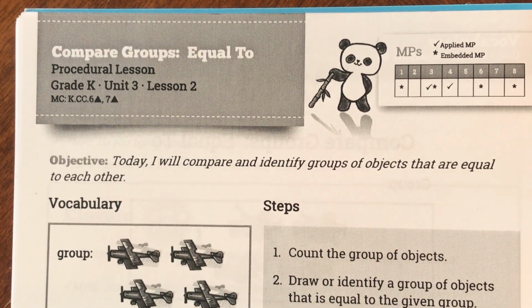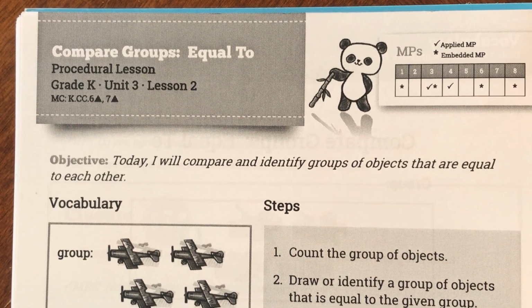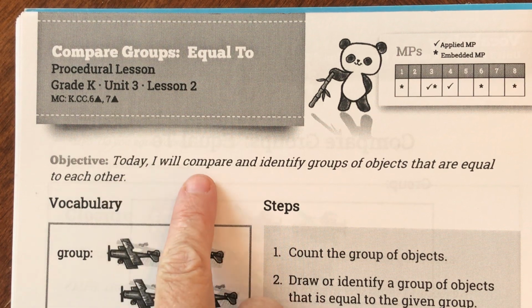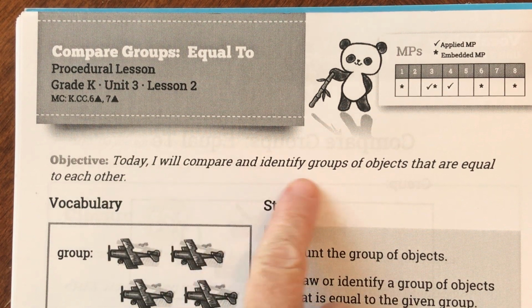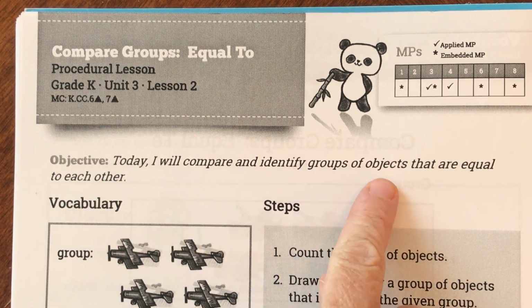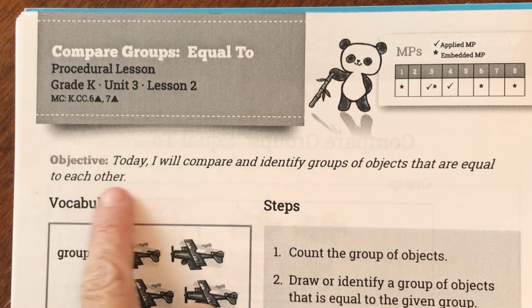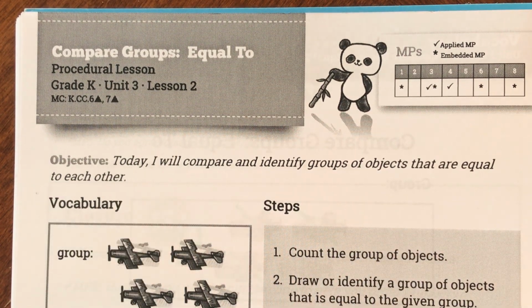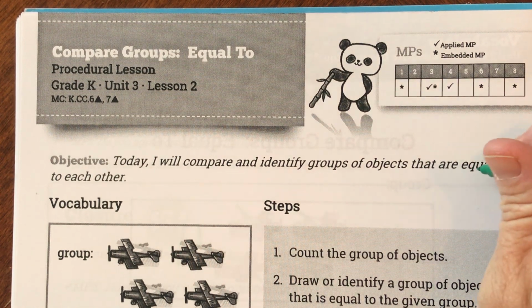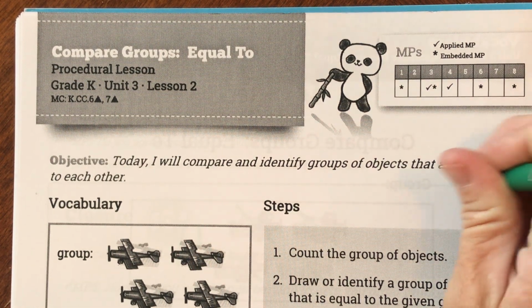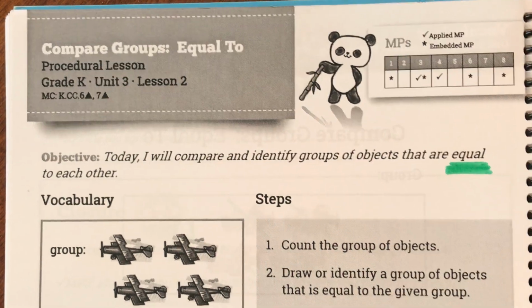Today we are on page 120. That's 120 in your student journal. And our objective today is: I will compare and identify groups of objects that are equal to each other. So we're going to still be looking at groups, and we're going to focus on groups that are equal. Okay, let's underline that word equal.